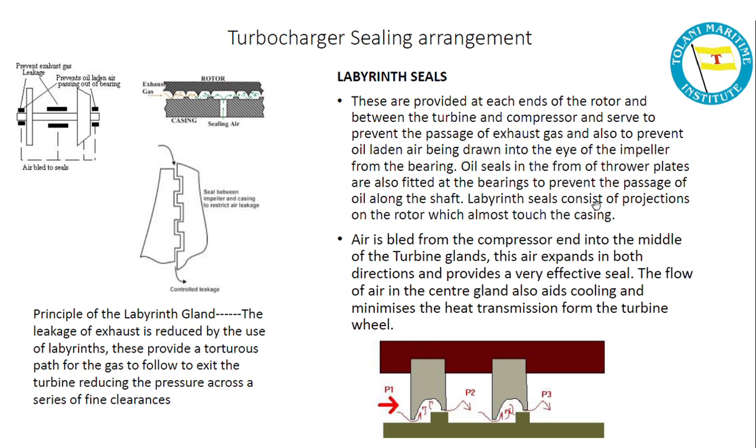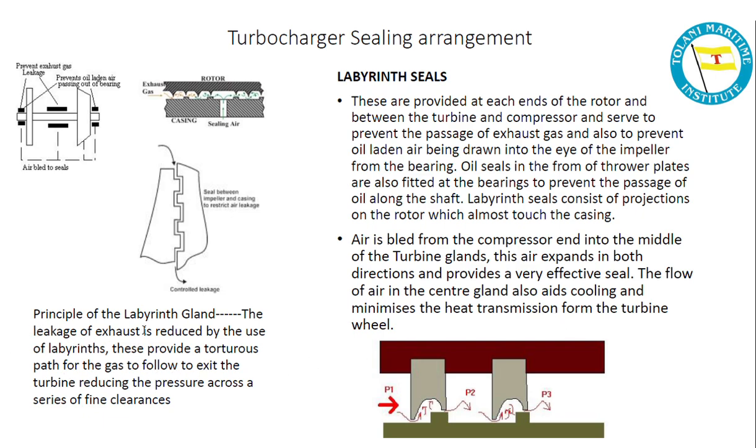A labyrinth seal consists of projections on the rotor which almost touch the casing. Air is bled from the compressor head into the middle of the turbine gland. This air expands in both directions and provides a very effective seal. The flow of air in the center gland also aids cooling and minimizes the heat transmission from the turbine wheel.